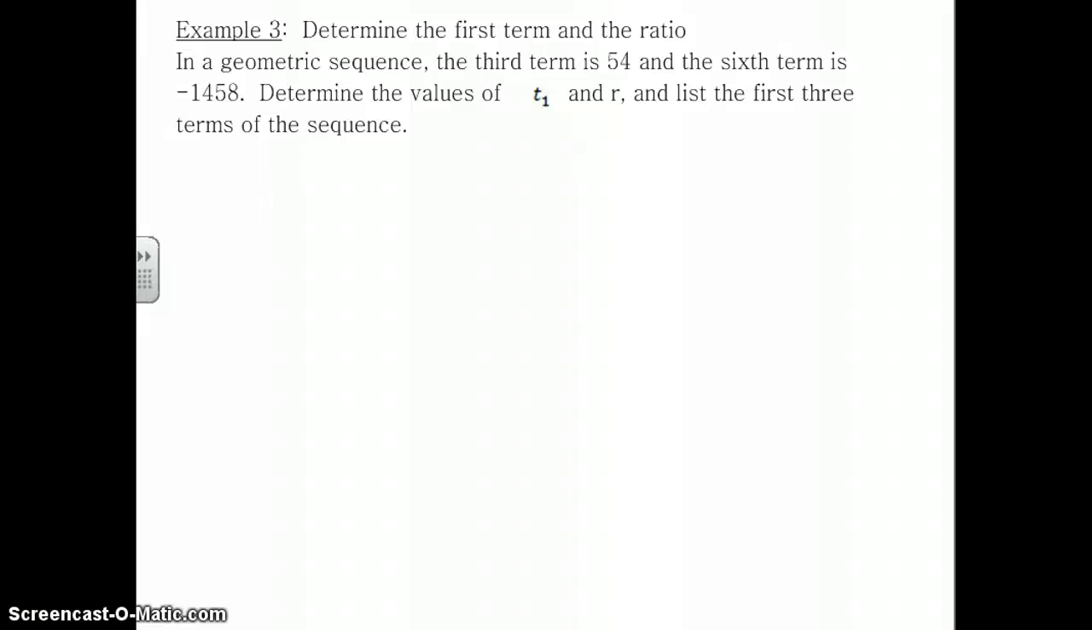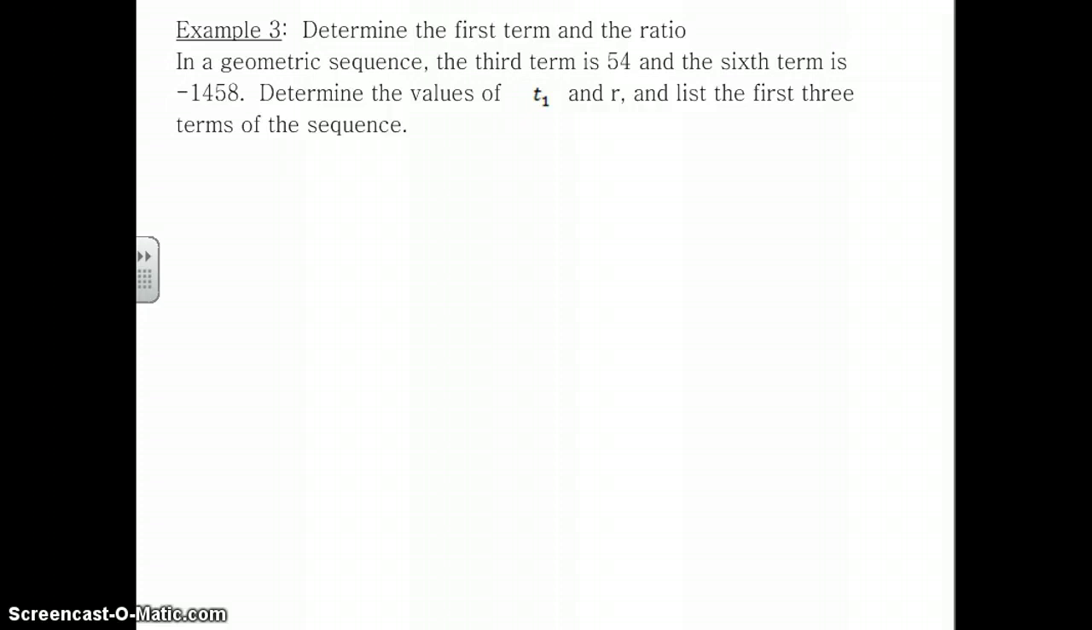Hello and welcome to section 1.3, example 3. This is another one of these ones that's going to be harder than it looks. So determine the first term and the ratio in a geometric sequence. In a geometric sequence, the third term is 54 and the sixth term is negative 1,458. Determine the values of T1 and R and list the first three terms of the sequence.